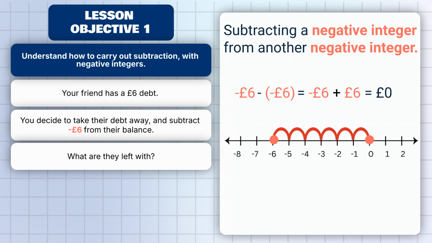More generally, if you have a negative number, like minus 2, minus a negative integer, like minus 3, this is equivalent to adding the positive integer counterpart of the negative number to the first negative integer. Thus, minus 2 minus minus 3 equals minus 2 plus 3, which equals 1. By understanding these three cases and using the number line for intuition, you can confidently approach any problem involving the subtraction of negative integers.